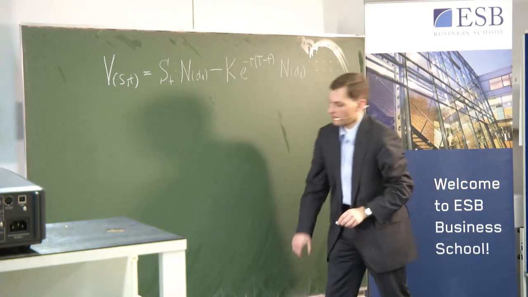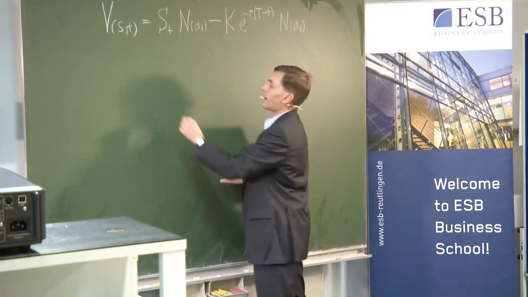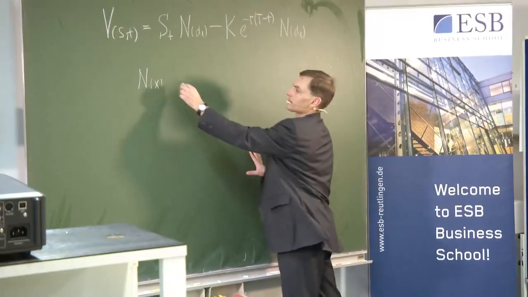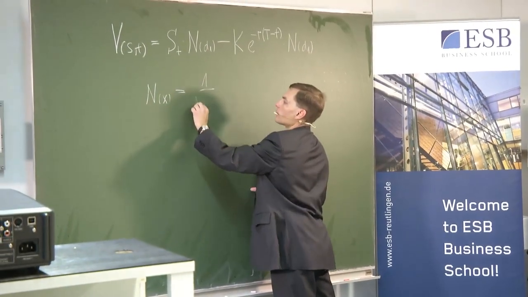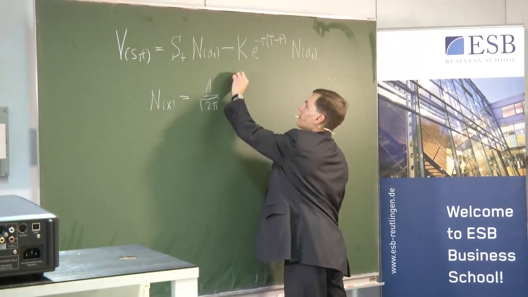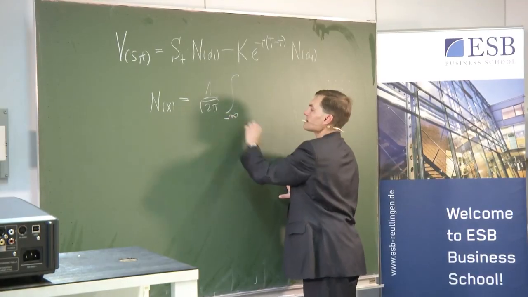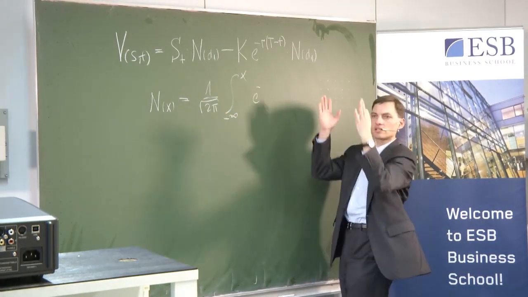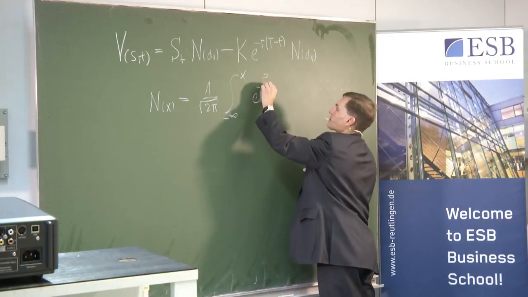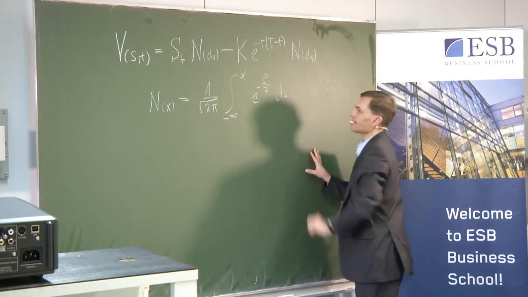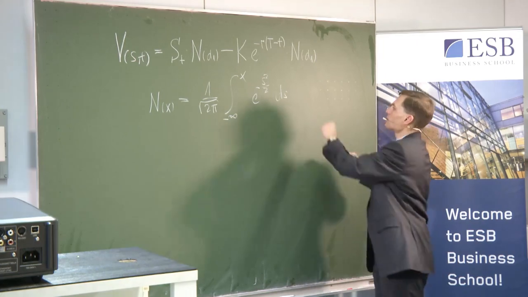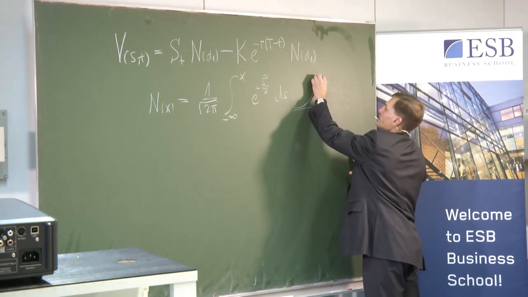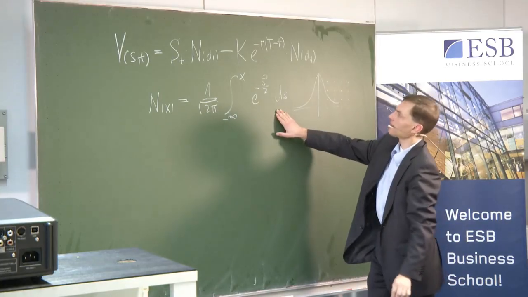So how does the normal distribution look like? Well, the normal distribution for a certain x looks like 1 over square root of 2 pi, the integral from minus infinity until x of the Gaussian function e to the minus s squared over 2 ds. So this is the formula for the famous Gaussian distribution, this N.